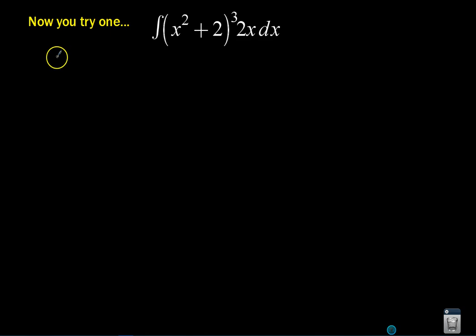So when I see this one, I've got x squared plus 2 cubed times 2x dx. So this is one expression cubed. This is another expression. The derivative of this is 2x. So this is what I'm going to use for u. So let u equal x squared plus 2. Notice I'm not including the cubed in my expression. I'm only including what's inside the parentheses or inside the radical. That's intentional. Du is equal to 2x dx.